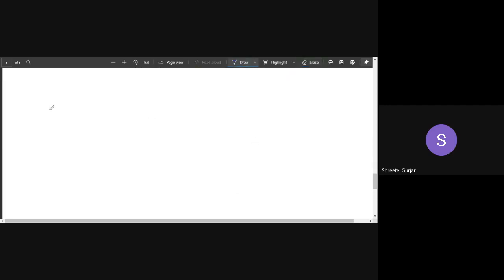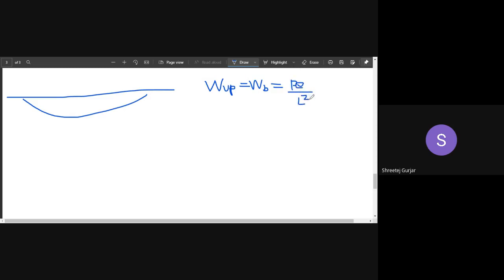So let me just summarize. If you have a parabolic cable like this, what is the upward thrust which is generated? WUB, it is 8 PE by L squared.